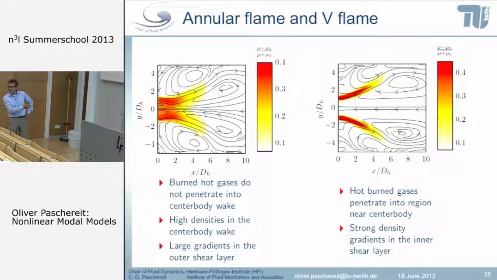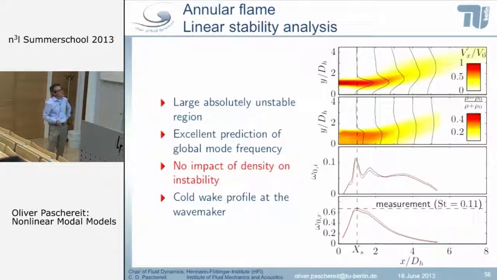While in this case, you see a strong recirculation, so the hot gases can actually penetrate into the wake, into the region near the center body. So we have strong density gradients in the inner shear layer. This is important: strong density gradients in the inner shear layer. In this other case, no density gradients in the inner shear layer, but in the outer shear layer.